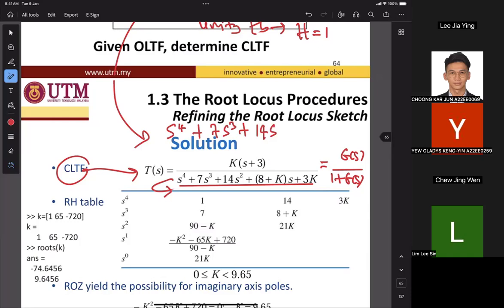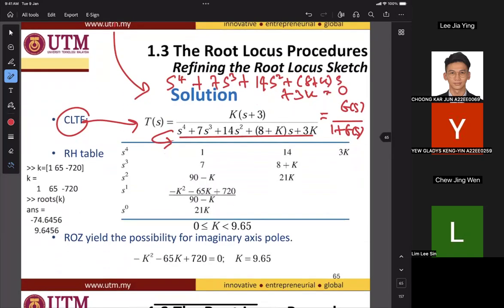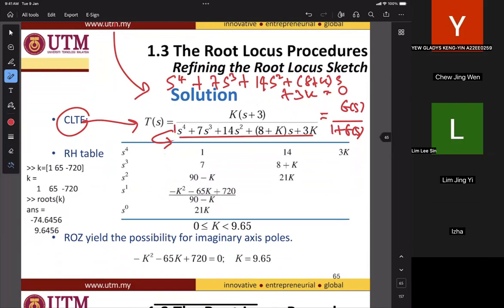Yes, doctor. What is the name of this equation? Characteristic equation. Yes, characteristic equation. Muhidul, take note. Right? So from the characteristic equation, we insert the coefficients: for S power of 4 is 1, 7, 14, 8 plus K, 3K. And this one, 0.